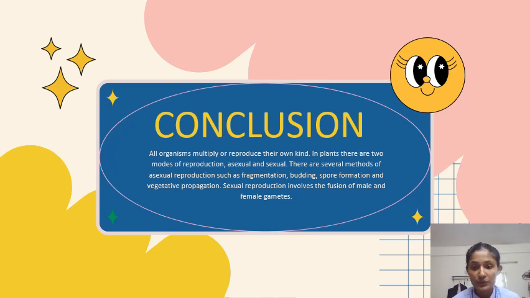So I concluded that in today's class we basically discussed what is reproduction. We discussed the parts of plants that are involved in reproduction, and we discussed asexual reproduction, basically the vegetative parts which are involved in reproduction. So this was all about today's class.